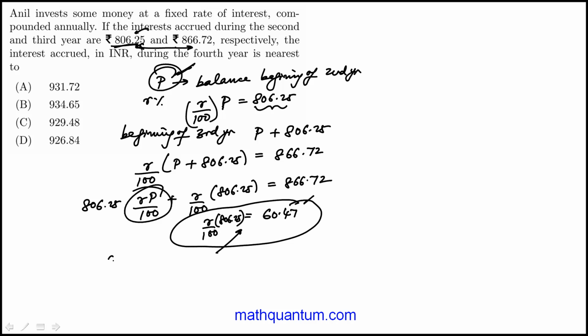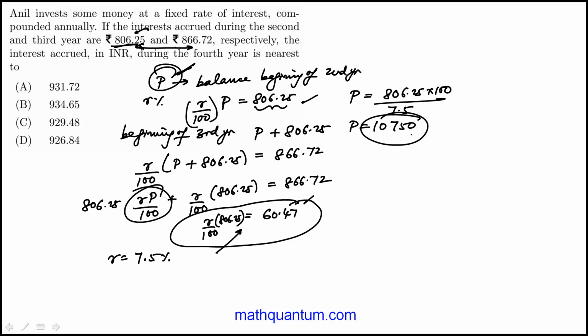So if you do this, R turns out to be 7.5%, very close at 0.0001. Now we can figure out the principal at the beginning of the second year. So 100 over 7.5, so 806.25 times 100 divided by 7.5. So I get 10,750. Once you see nice numbers, you're kind of on the right track.